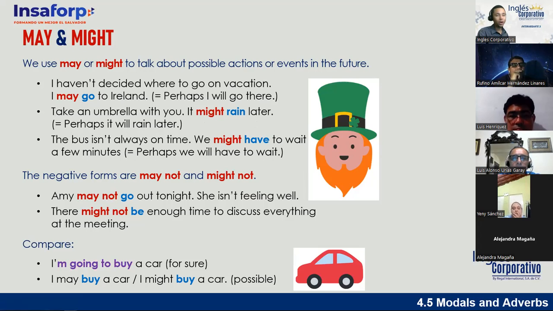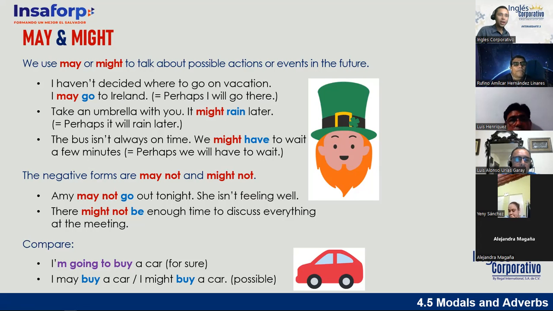So we're talking about possible events in the future. We are not sure. Again, we are not sure, but it is possible that these events will happen in the future. So in these cases, we also use may and might. Example number three, the bus isn't always on time, like in El Salvador. We might have to wait a few minutes. That means perhaps we will have to wait.